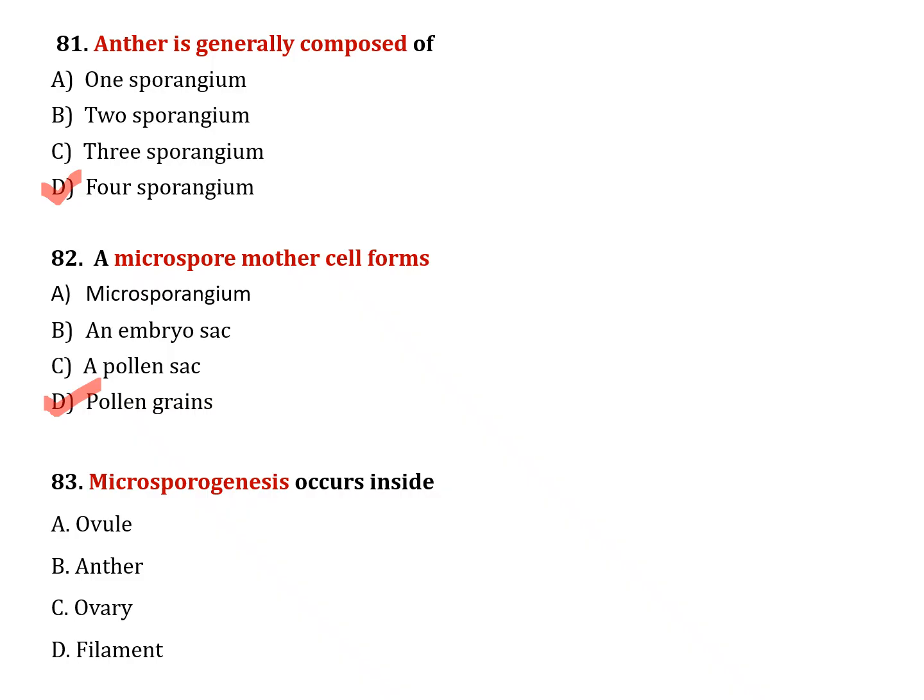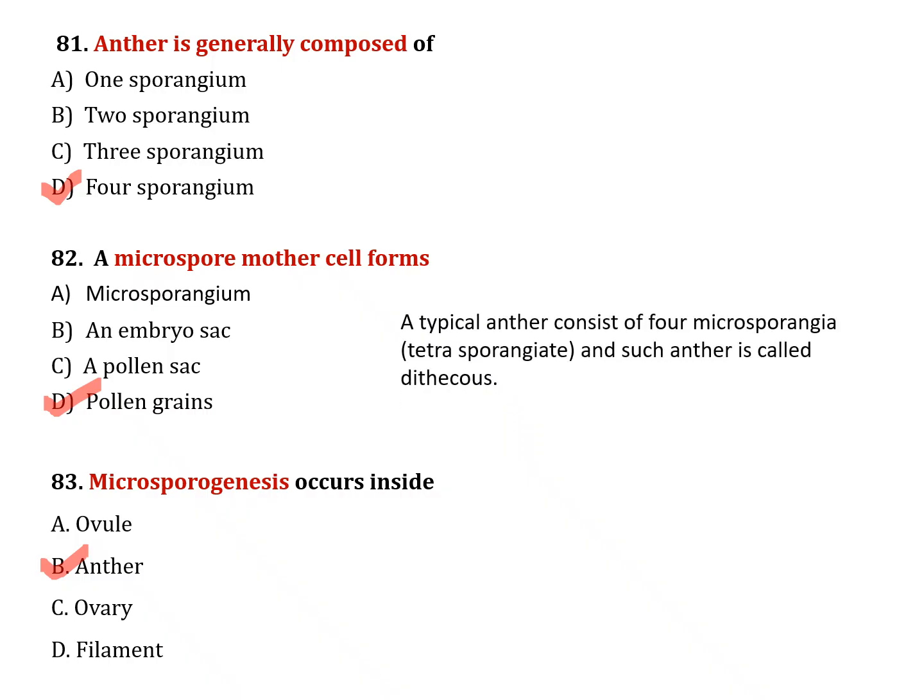The next question, number 83. Microsporogenesis occurs inside: option A, ovule; option B, anther; option C, ovary; option D, filament. The correct answer is option B, anther. A typical anther consists of 4 microsporangia, which is called tetrasporangiate, and such an anther is called a dithecous anther.